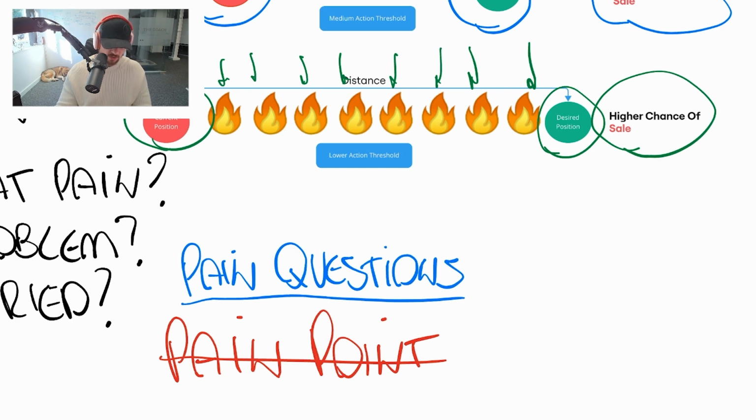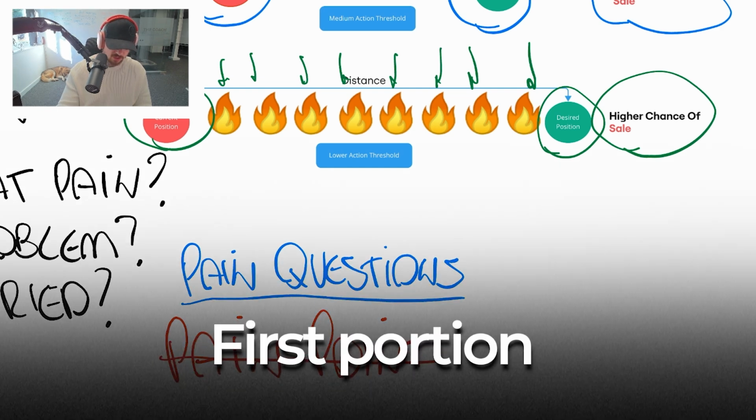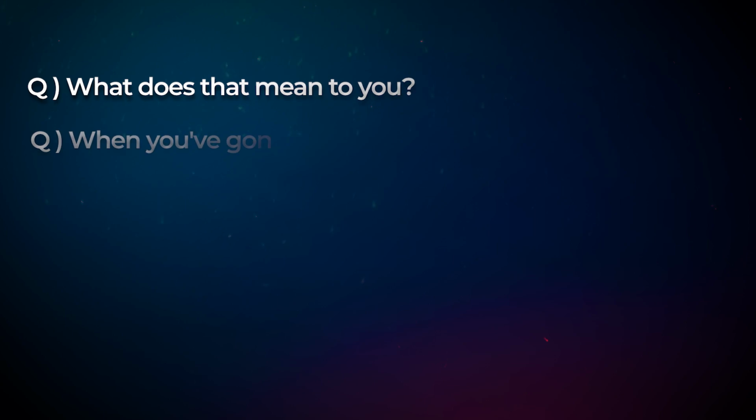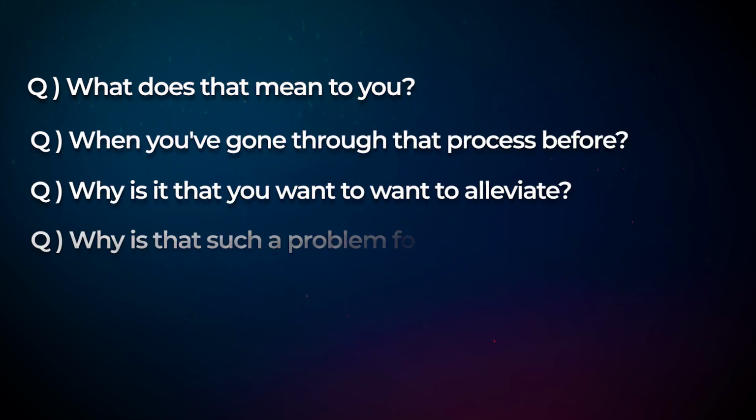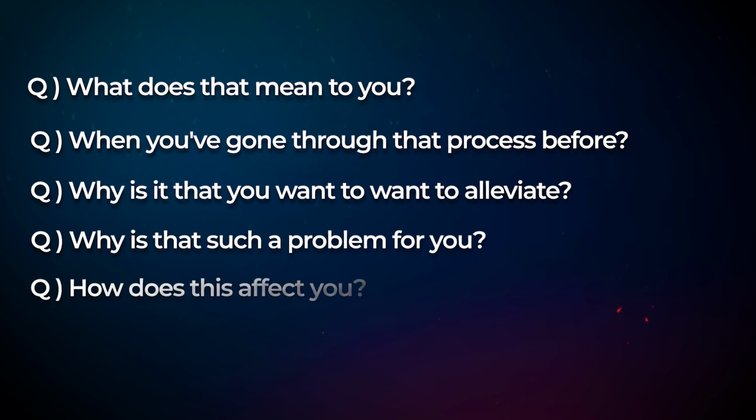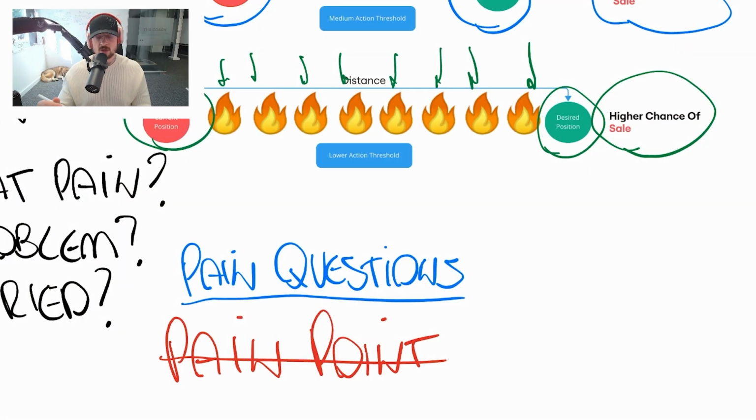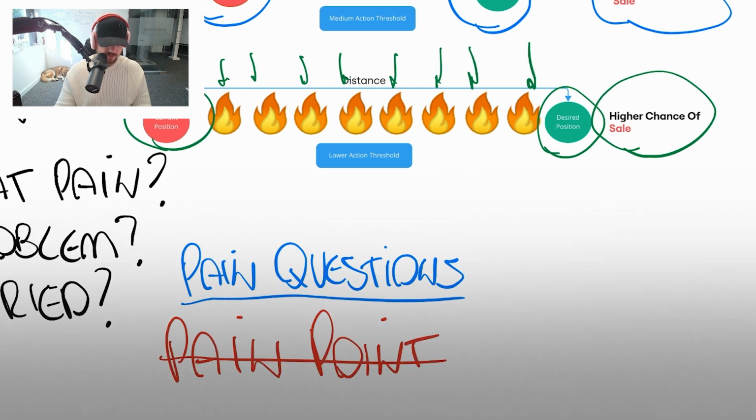So what we've got to look at here, and let's just say the first portion, is what does that mean to you? When you've gone through that process before, why is it that you want to alleviate? Why is that such a problem for you? How does this affect you? How does this affect people around you? Based on where you are right now, based on where you want to be, what's actually stopping you, right? We're asking as many questions as humanly possible around whatever that pain point is, right?